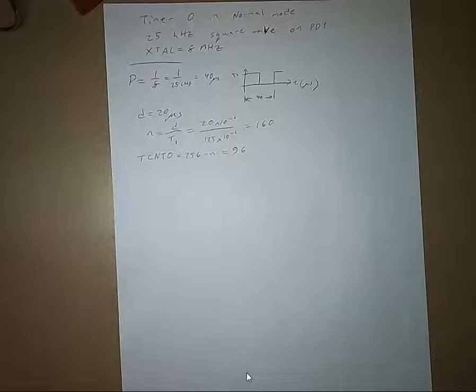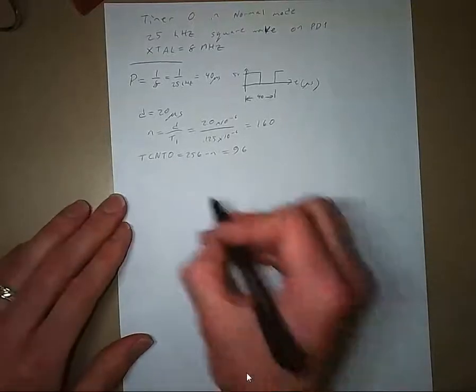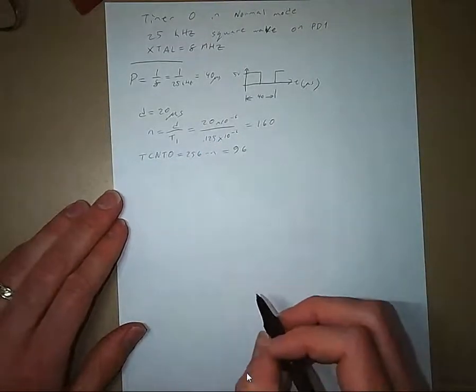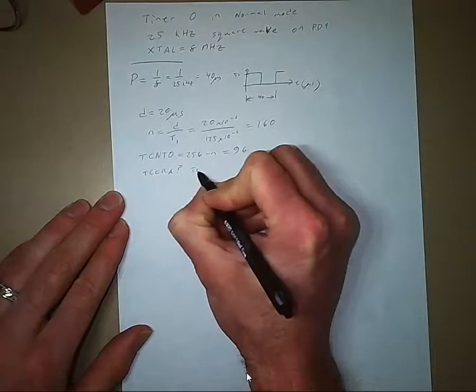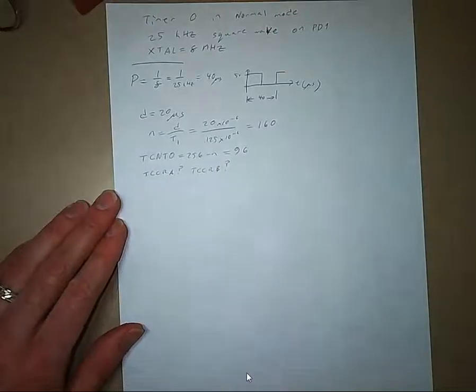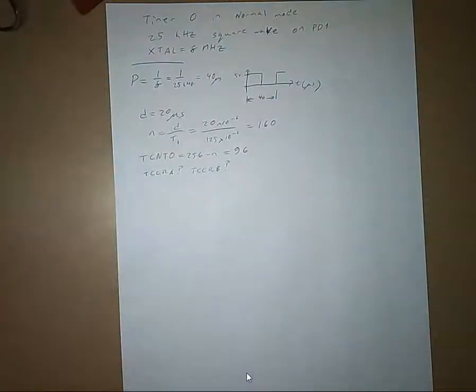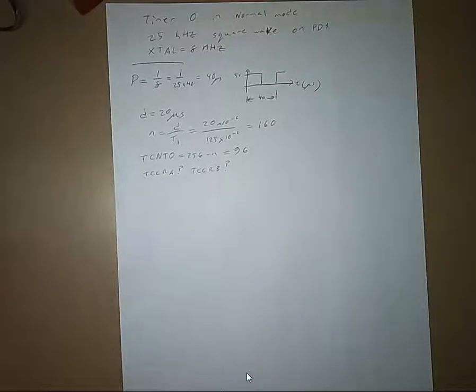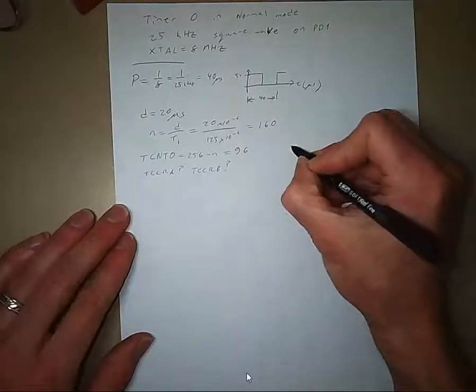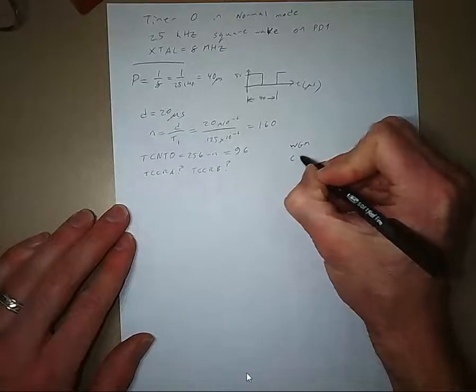Now, we need to figure out the timer counter control register values. For this microcontroller, there are more than 8 bits to control the timer counter. So that's why there are 2 timer counter control registers. They just had to spread those bits over 2 different registers. And so we'll refer to the data sheet to find out what we need for the WGM and CS bits.